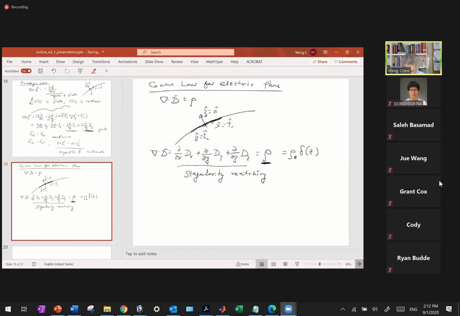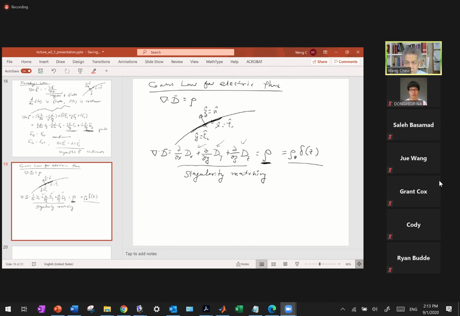This is called singularity matching. If I have a delta function as a function of z on the right hand side, which of the three terms would give me a delta function singularity? The intuitive understanding is that if I differentiate a function with a step discontinuity, I get a delta function. If I differentiate a function with a slope discontinuity, I only get a step discontinuity. If I differentiate a function that's very smooth, I don't get any discontinuity at all.